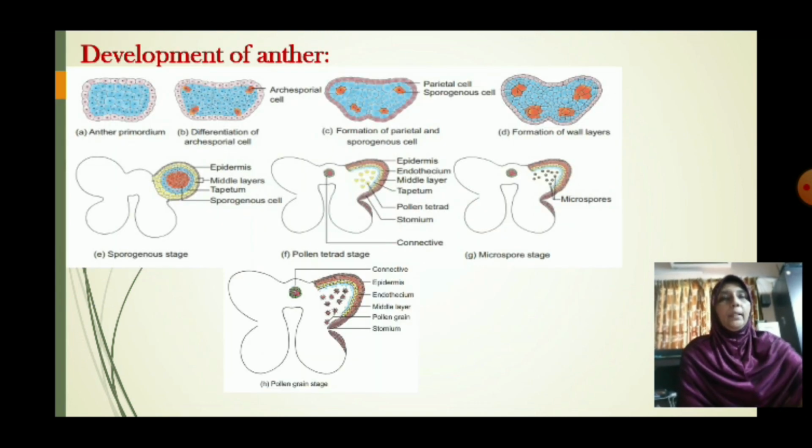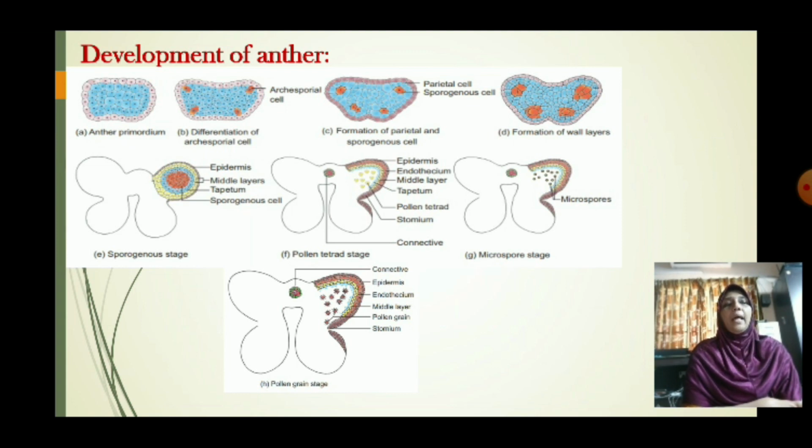The next one is the development of the anther. A very young anther develops as a homogeneous mass of cells surrounded by an epidermis. During its development, the anther assumes a four-lobed structure. You can see this in the picture. In each lobe, a row or a few rows of hypodermal cells become enlarged with conspicuous nuclei.